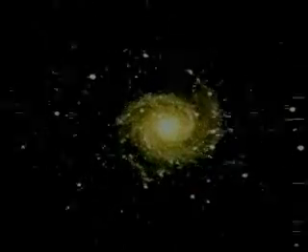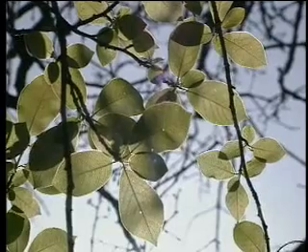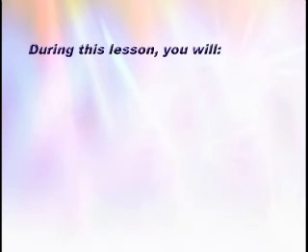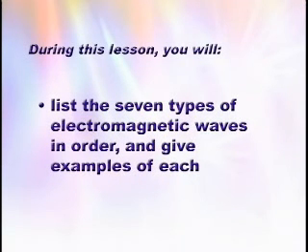Light energy is one of the most important forms of energy in the universe. Light, through the process of photosynthesis, is the force behind all life on Earth. What is the nature of light energy? How is it produced? And what physical laws determine the behavior of light? During this lesson, you will describe how electromagnetic waves are produced and transmitted through space. You will also list the 7 types of electromagnetic waves in order and give examples of and facts about each.